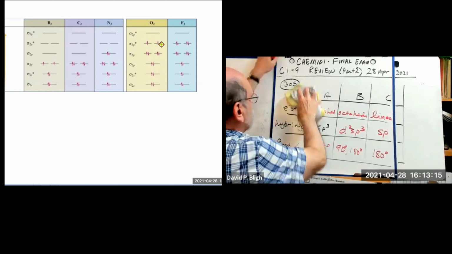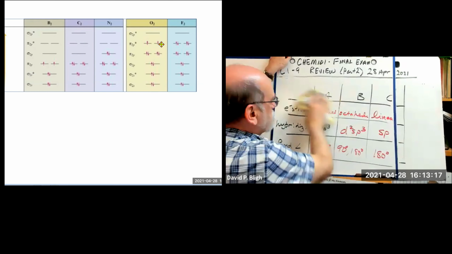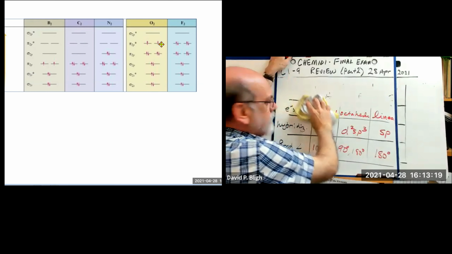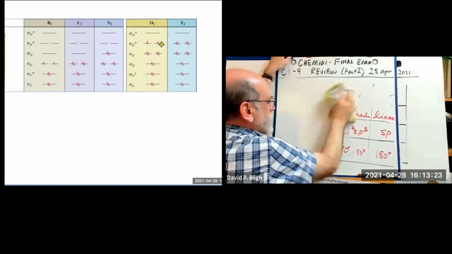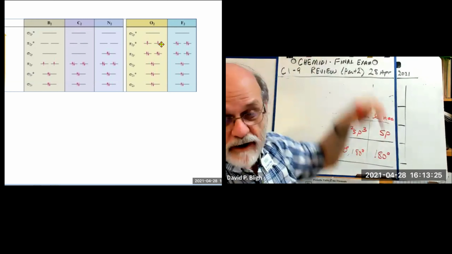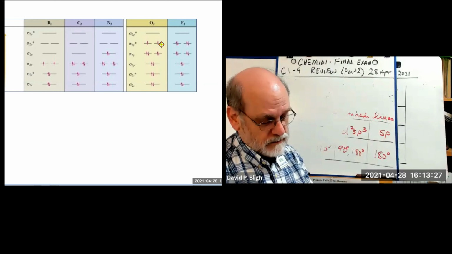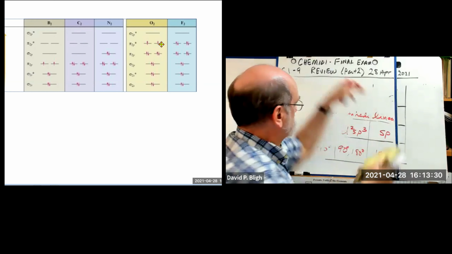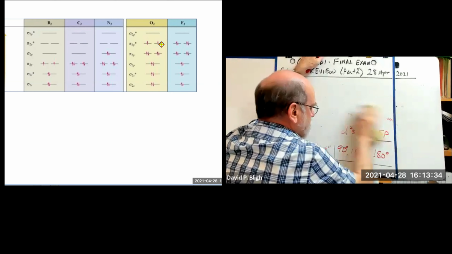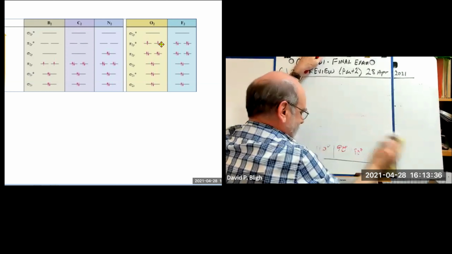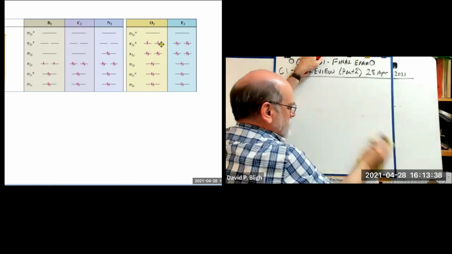Okay, that's the last one. And we went about a half hour over. But this way, you don't have to come back on Monday unless you want to. Well, that red doesn't want to come off.